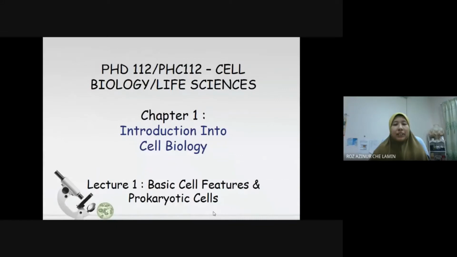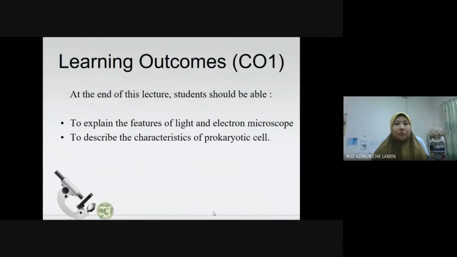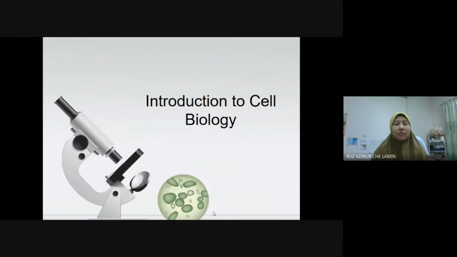For the first lecture, I'm going to give you a talk about basic cell features and prokaryotic cells. For the learning outcomes, at the end of the lecture, students should be able to explain the features of light and electron microscope. Students should be able to describe the characteristics of prokaryotic cells.